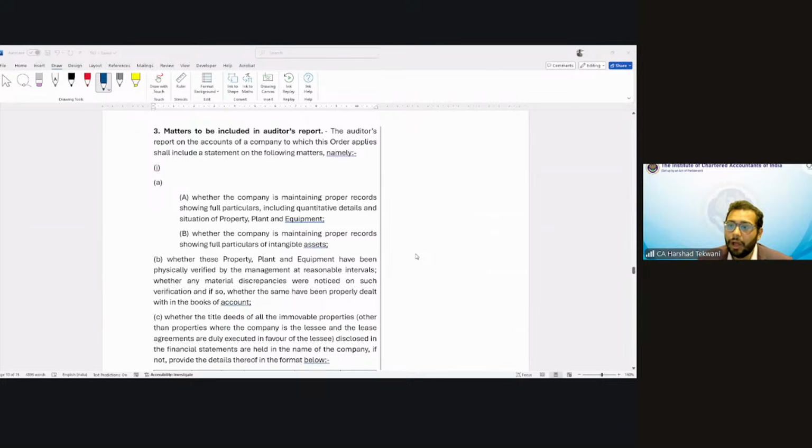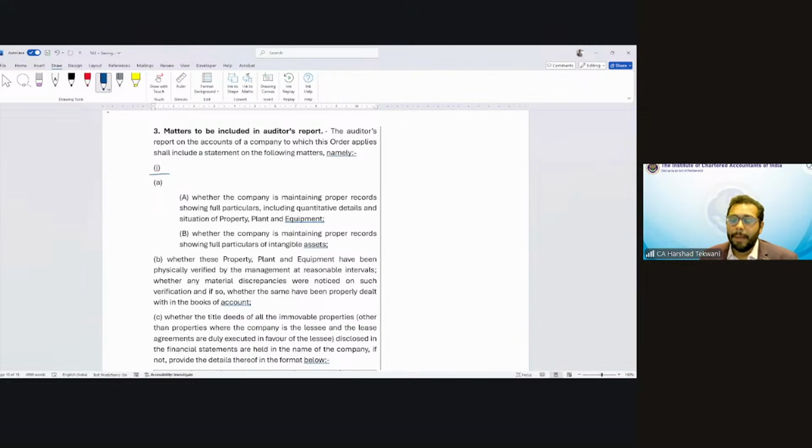So now we will talk about para 3 of the CARO, or para 3 of the order, which basically talks about the clauses, or the things, that we need to report as per para 3. The first important part of para 3 is on the fixed assets, plant, property, and equipment. So clause 1 of para 3 talks about your reporting on the fixed assets.